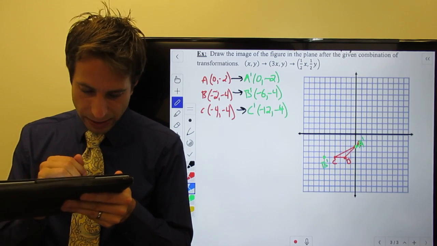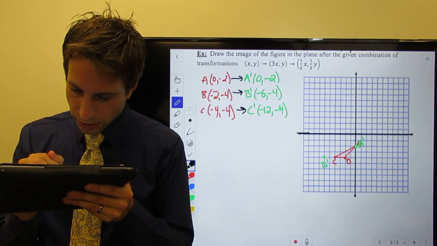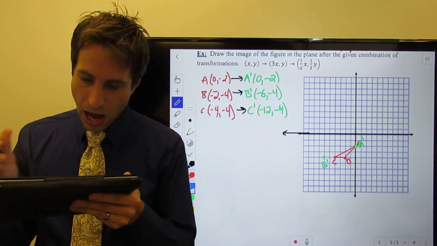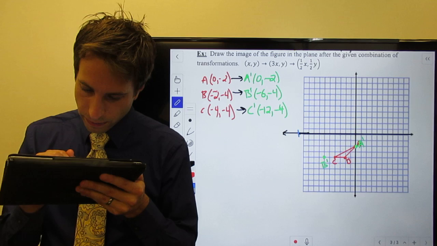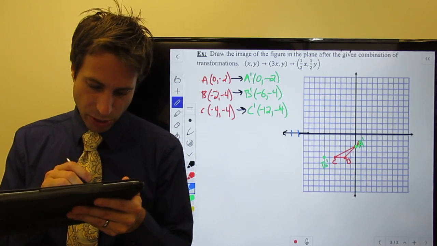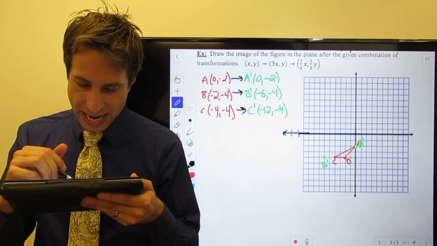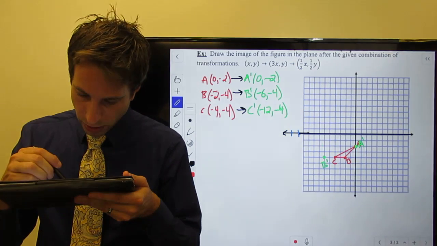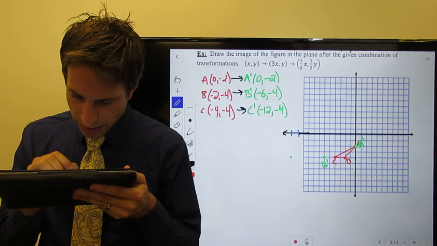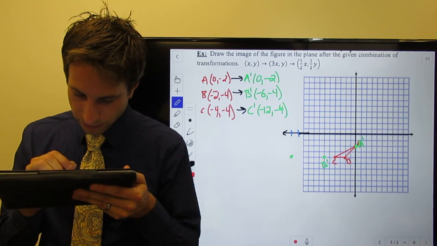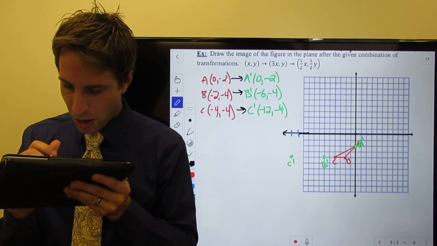I'm going to have to add a couple of little hash marks here. Sorry about that. It goes to 10. Let's say that's 11. There's 12. That looks pretty good to me. Okay, here we go. So we're going to be at negative 12, minus 4. 1, 2, 3, 4. That puts C right out about there. C prime.